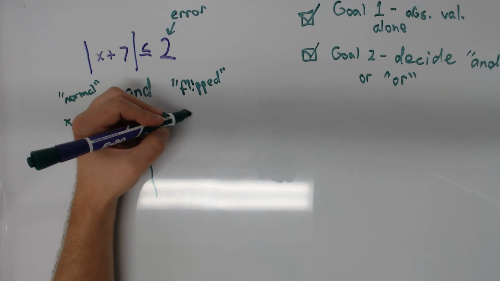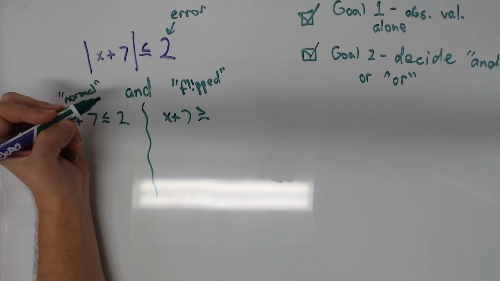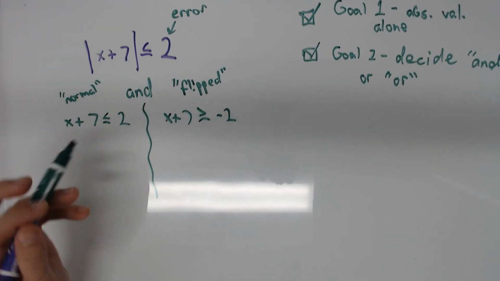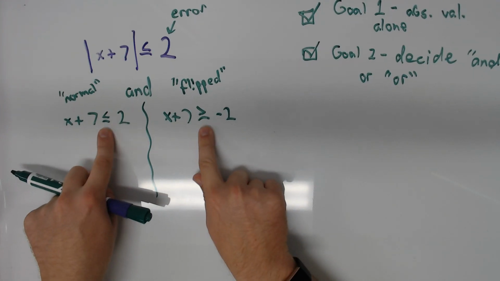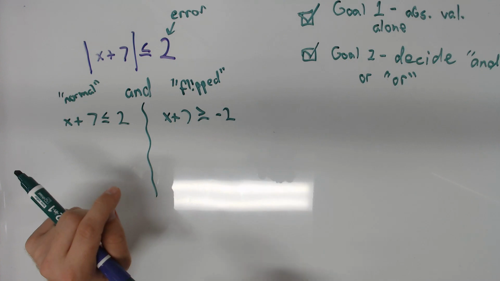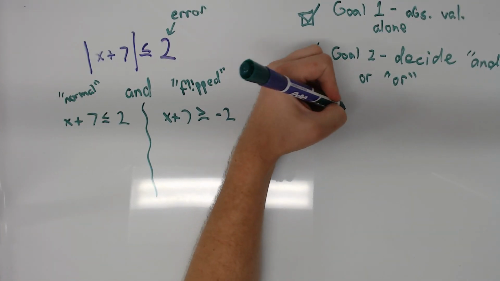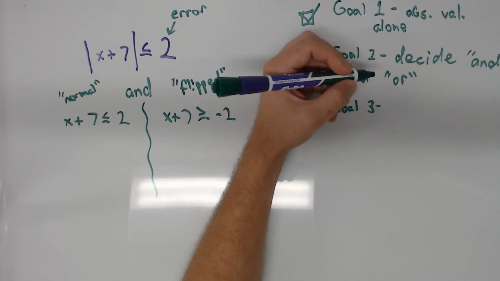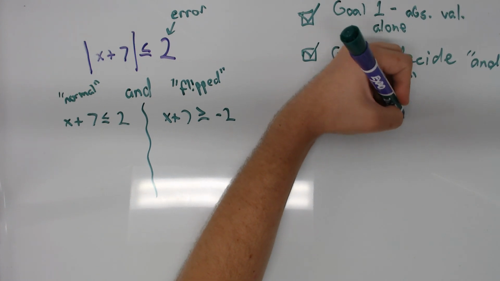X plus 7 greater than or equal to -2. Look at the changes. The symbol is flipped, the number is opposite. The symbol is flipped, the number is opposite. That's goal 3. Goal 3 is to separate the absolute value.